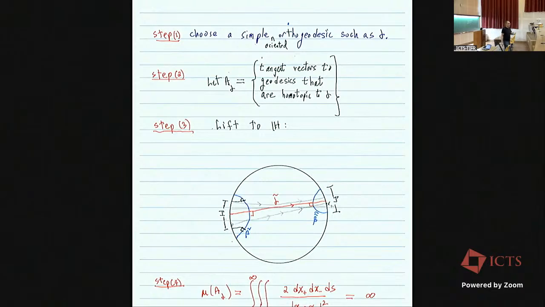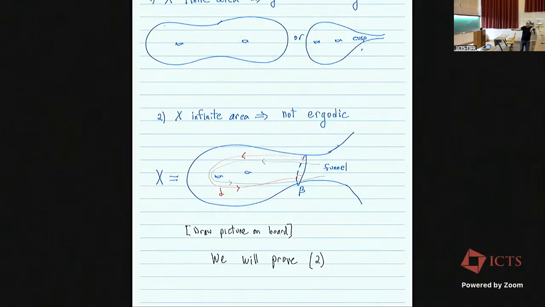So here's one way to do this. There's lots of ways to do this. Choose a simple oriented orthogeodesic. Where's the picture? Oh yeah, here's the picture. So let me draw the picture. The orthogeodesic is in red here. So X has this boundary geodesic, and then this funnel. Pick an orthogeodesic. Okay, orthogeodesic means it's a geodesic that starts perpendicular to the boundary and finishes perpendicular to the boundary.